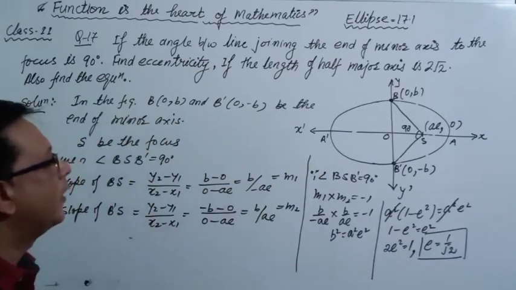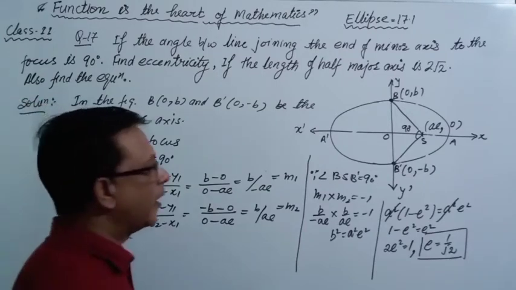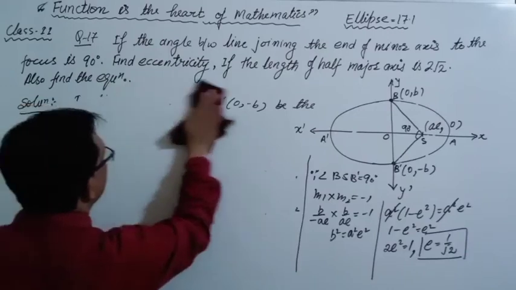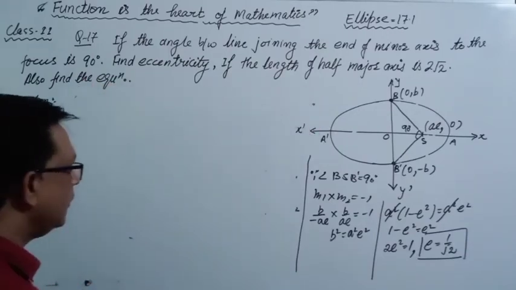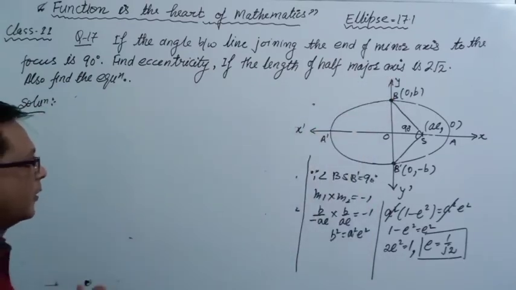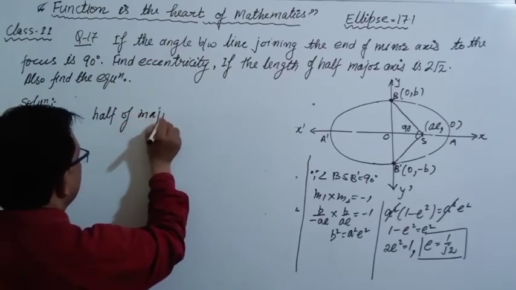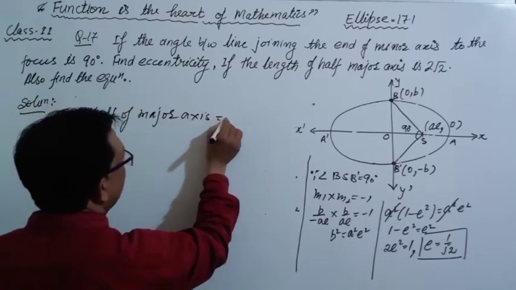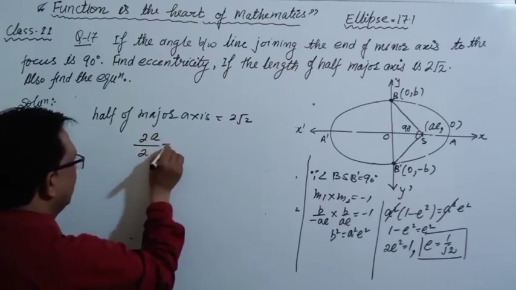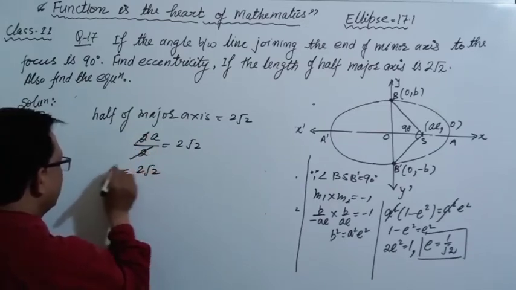In the next step we are going to find the equation of the ellipse. For this, first we write what is given to us. Half of the major axis is equal to 2 root 2. Major axis is 2a, half means 2a by 2 is given as 2 root 2. It means a is 2 root 2. This is the value of a.